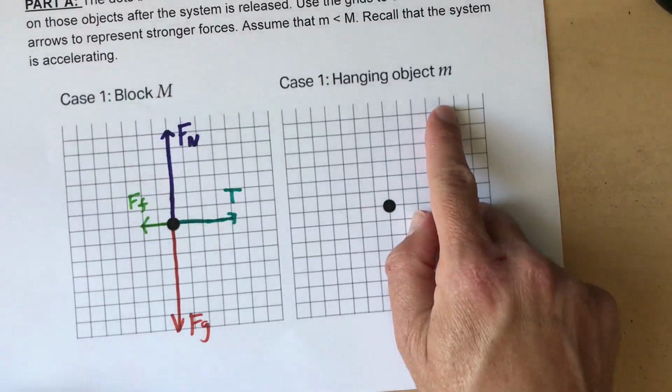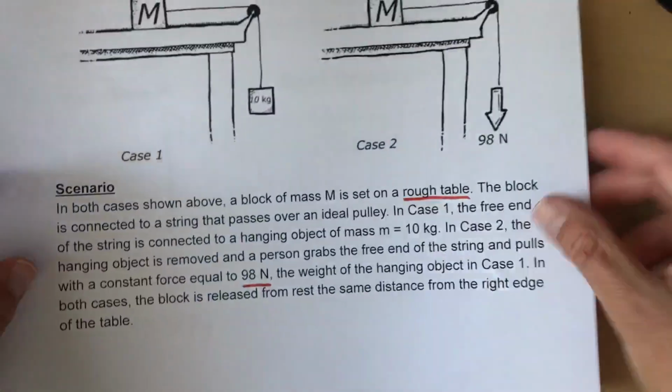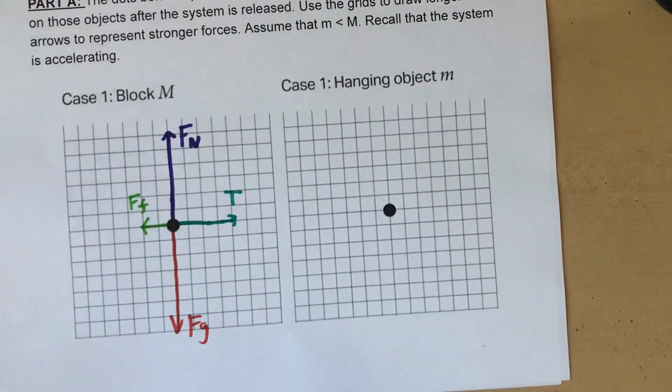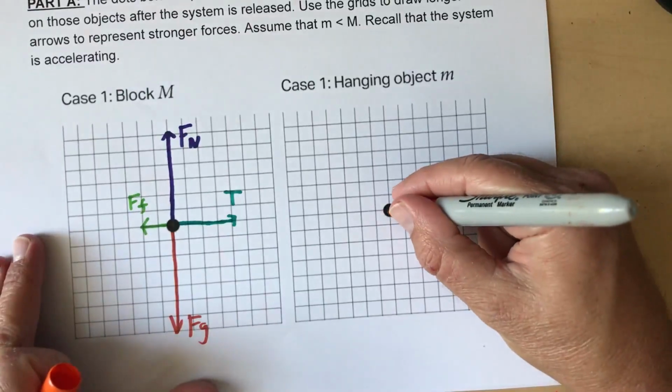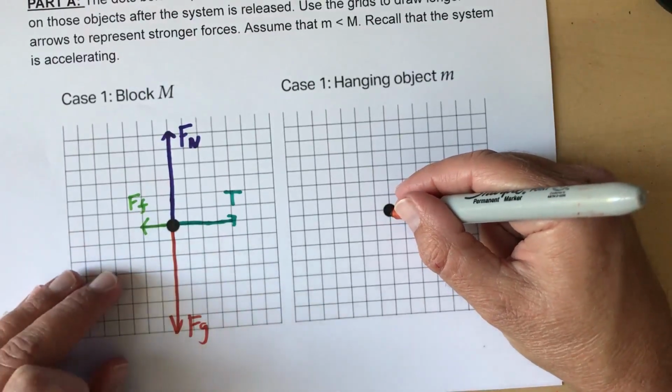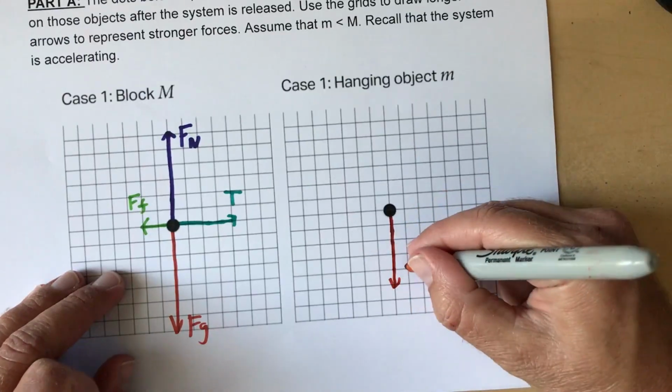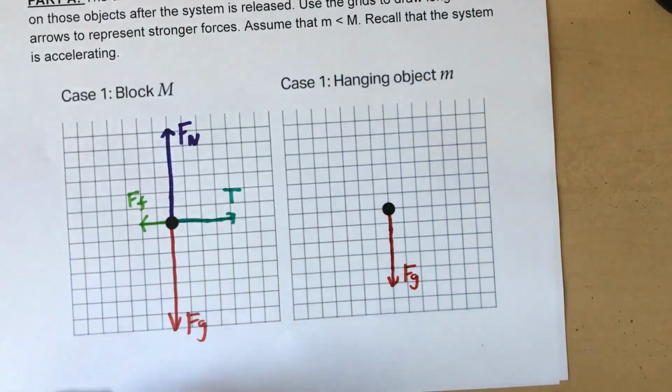What about the hanging block? So we just drew it for this block. What about this block right here? So that's what we're going to draw here. It also has a force of gravity on it, but it's less than that one, so rather than draw it down there, I'm going to draw it 1, 2, 3, 4, 5 down. So there's the force of gravity on it.